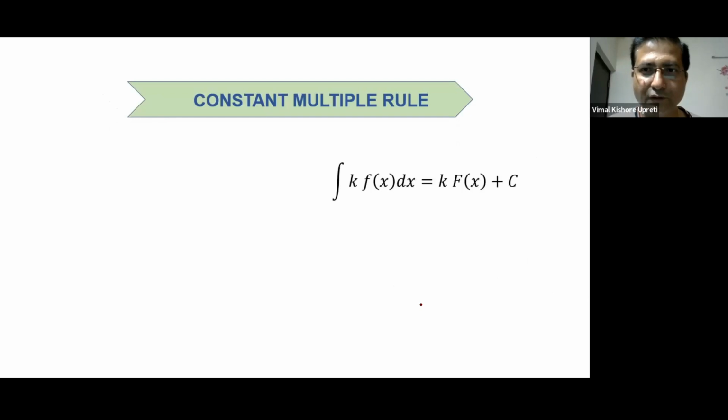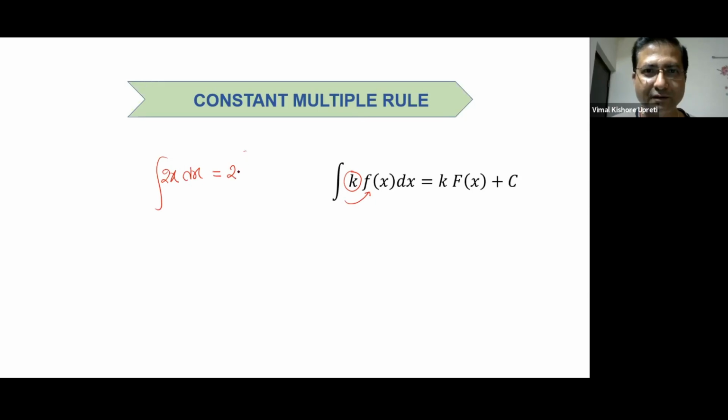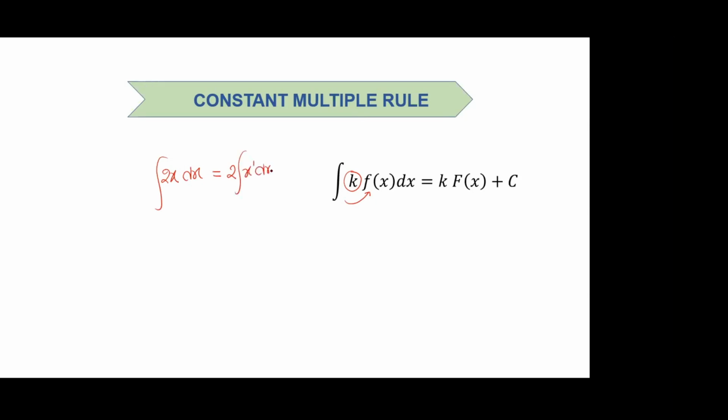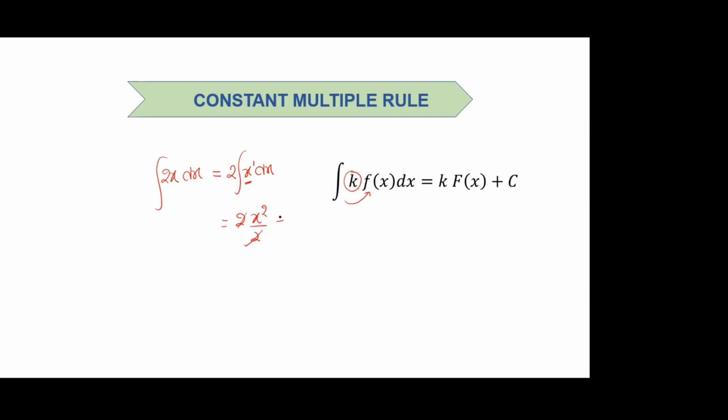And now some rules. If any constant is written, we will take the constant out and we will integrate the function. For example, if it is written 2x and I want to integrate it, can you tell me the integration? 2x integration. 2x square plus c, sir. I'll take 2 out, then I have to integrate x to the power 1. So 2 times x square by 2 plus a constant. So x square plus a constant will be the integration, right? Take the constant out, integrate the function.